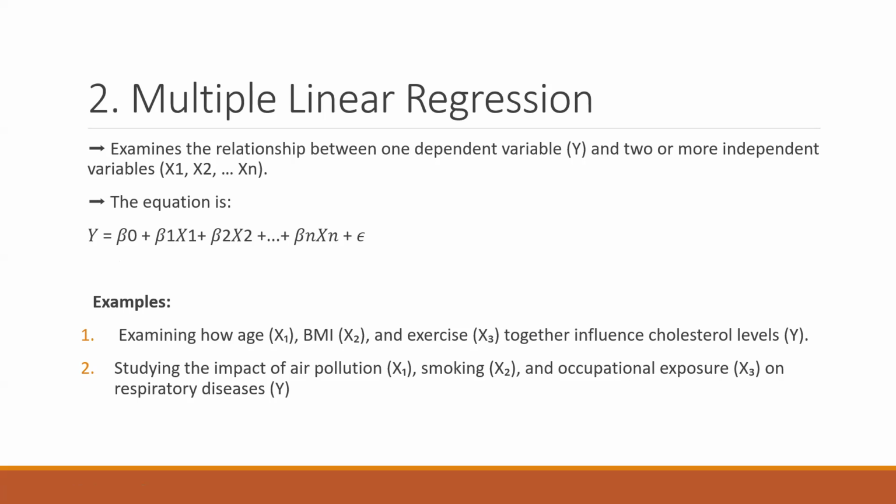Examples include examining how age, BMI, and exercise together influence cholesterol level. Age, BMI, and exercise are the independent variables, plotted as x1, x2, x3, and the dependent variable, cholesterol level, is on the y-axis. Similarly, studying the impact of air pollution, x1, smoking, x2, and occupational exposure, x3, on respiratory diseases, which is on the y-axis.